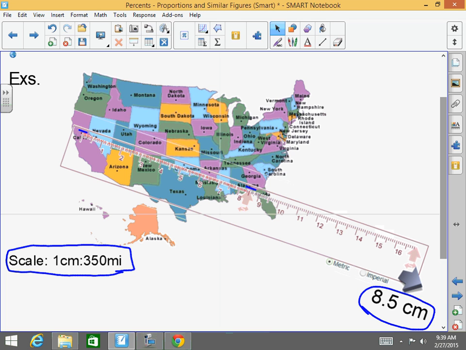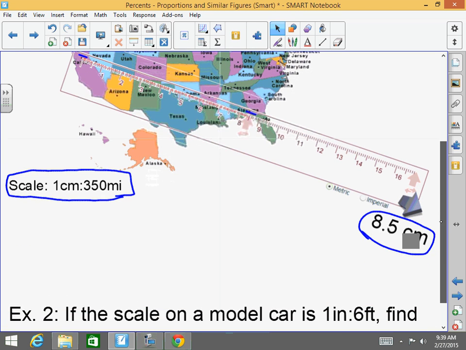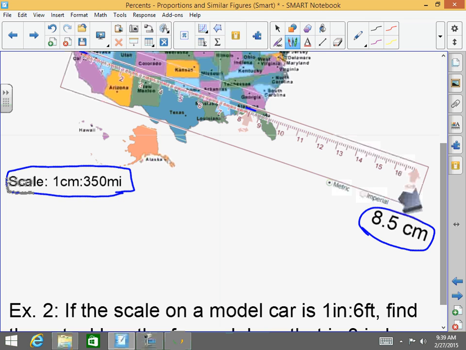My bad. So imperial, just so you know, means standard, like inches. Metric is meters, centimeters, kilometers. So on this metric ruler, I have 8.5 centimeters from California to Tallahassee. I want to know, what is the actual distance? Well, guys, same procedure. What is the fact that we know?